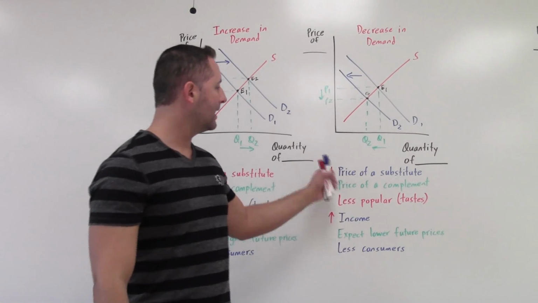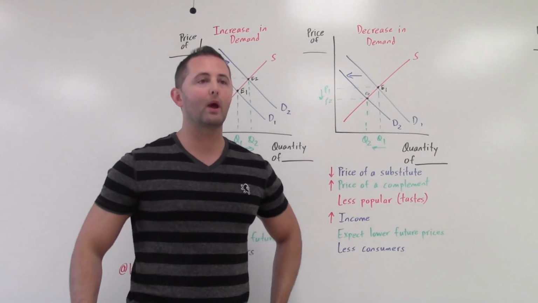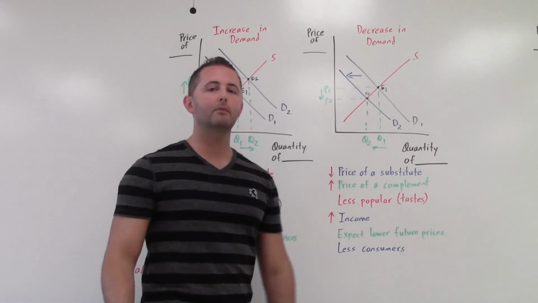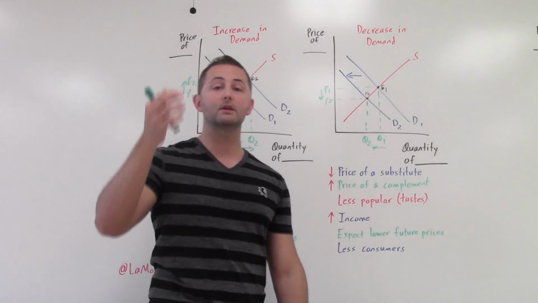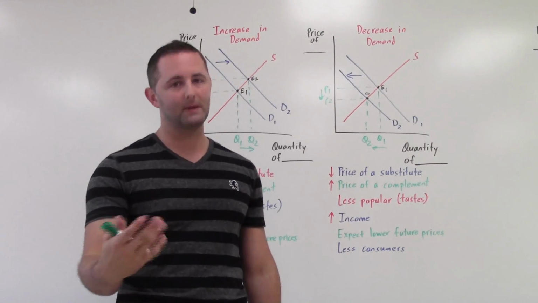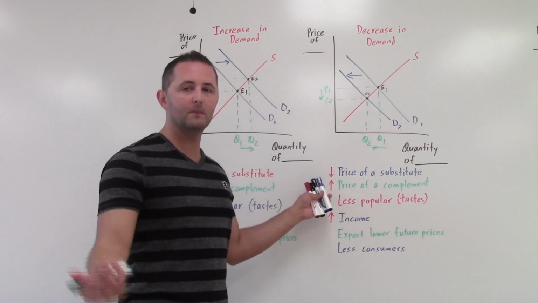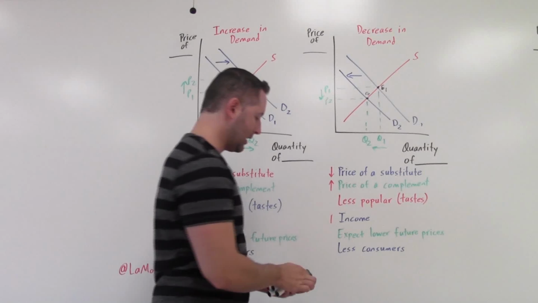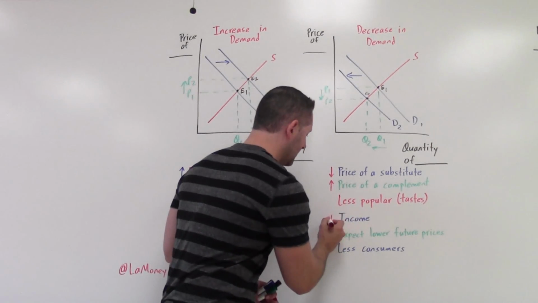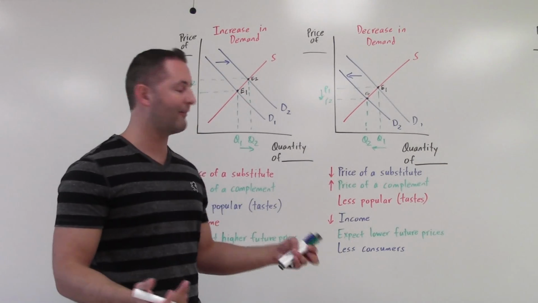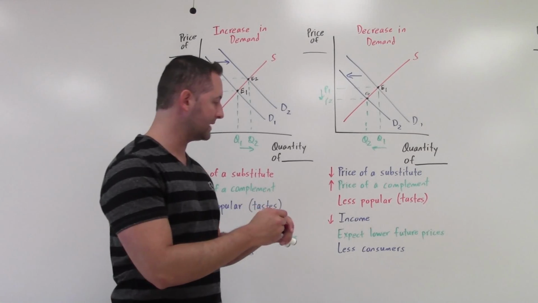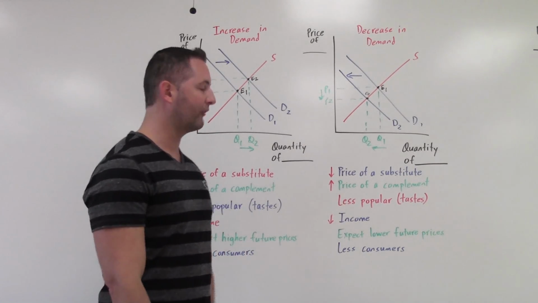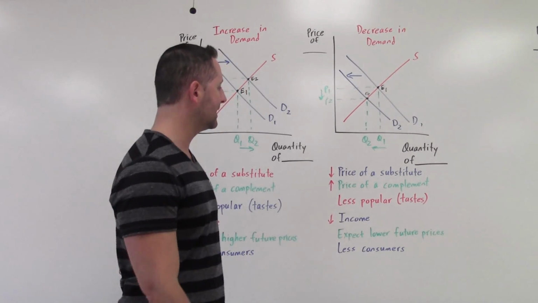The things that cause that: if the price of a substitute were to decrease, so hamburgers go on sale, that causes us to demand fewer hot dogs. The price of a complement goes up, so now hot dog buns go way up, they become more expensive. We don't buy as many hot dogs now, so our demand shifts left. If it becomes simply less popular, that one's basic. If we have lower income, a decrease in income, that's going to cause our demand to shift left because we simply have less money. If we expect lower future prices, we're going to wait. We're not going to buy it today. We'll wait till the future, so today's demand curve shifts left. And if there are fewer consumers, that will also decrease our demand.